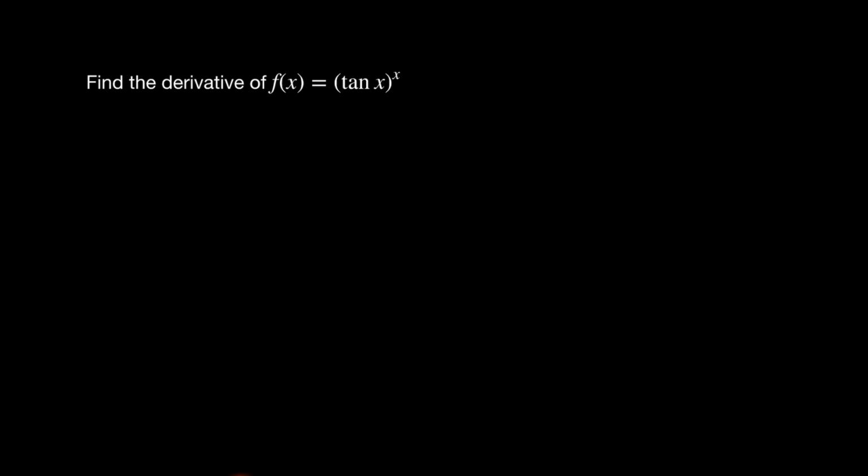Here's another example. Let's find the derivative of tangent of x raised to the x. I don't have a derivative rule for this situation because my base is a function and my exponent is a function. We only have derivative rules if our base is a constant and our exponent is a variable.